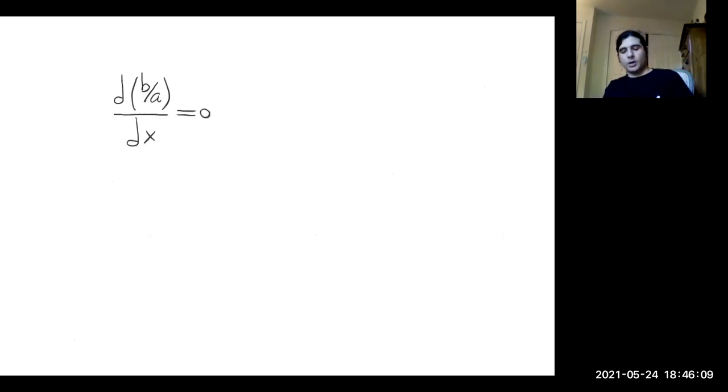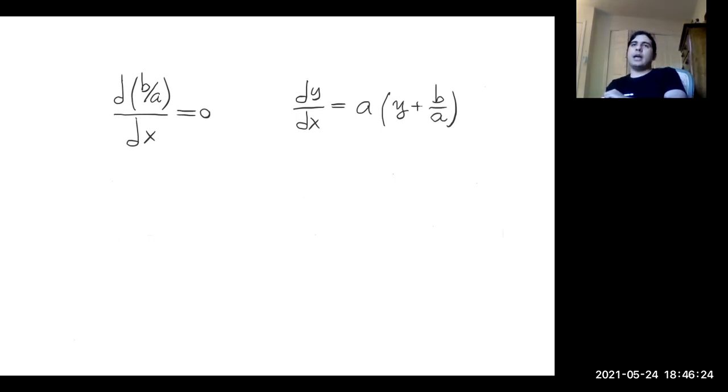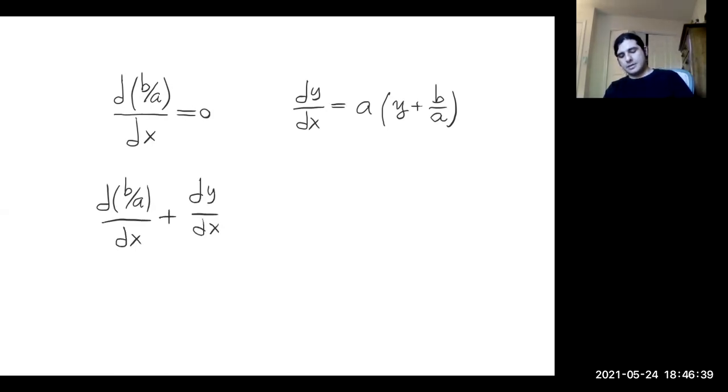So what I wrote is that the derivative of b over a with respect to x is 0. And we already knew dy over dx is equal to a times y plus b over a. So I can just add d(b over a)/dx to the left-hand side of the equation because it is equal to 0 and doesn't change anything. So I would get d(b over a)/dx plus dy over dx is equal to a times y plus b over a.